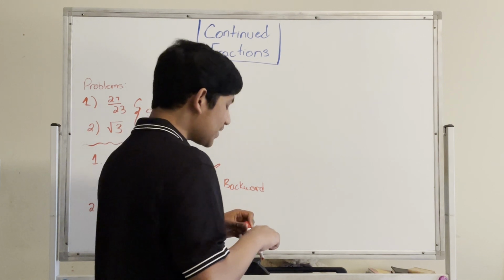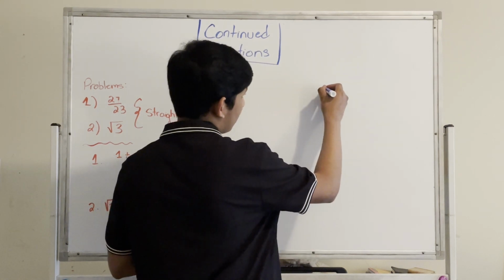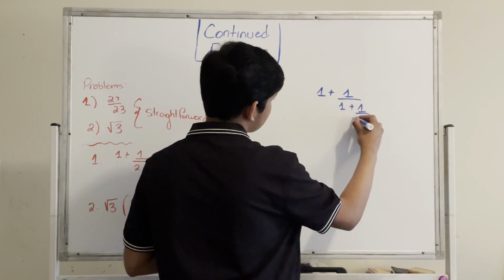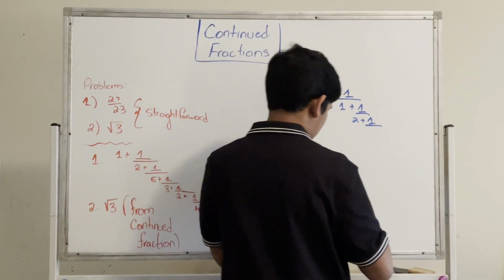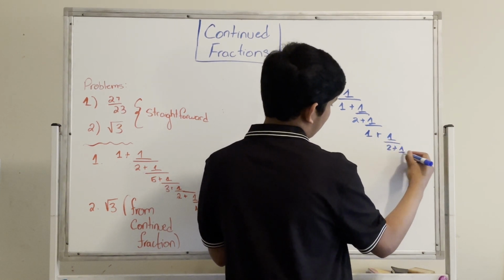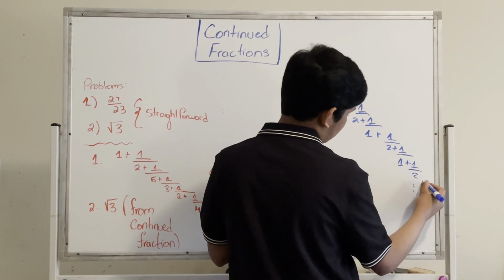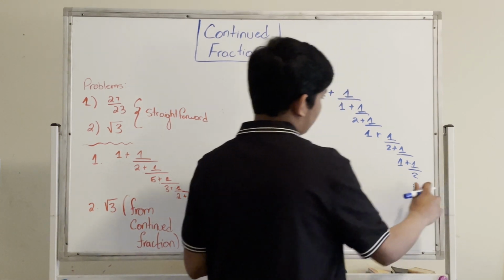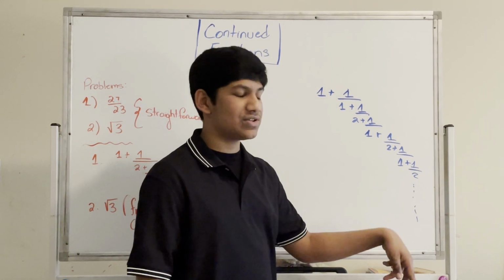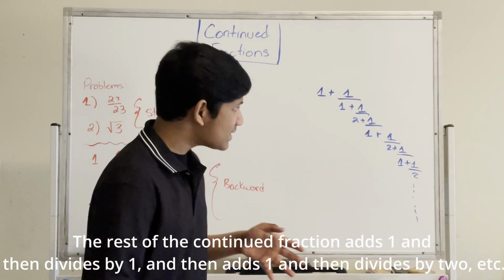Okay, so it's important to realize that the continued fraction of the square root of 3 is of the format 1 plus 1 over 1 plus 1 over 2 plus 1 over 1 plus 1 over 2 plus 1 over 1 plus 1 over 2, and etc. We can just continue. Now, this extends forever because we have to add a plus 1 and then divide by 1 and add plus 1, divide by 2, and so on and so forth. It keeps on going forever, and this is going to be the square root of 3.